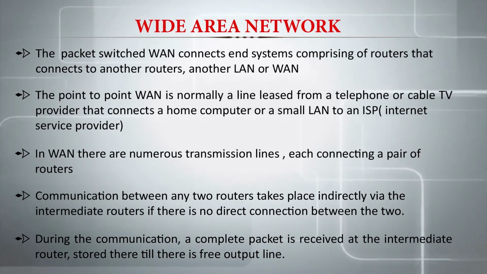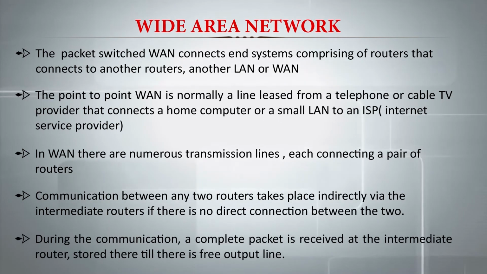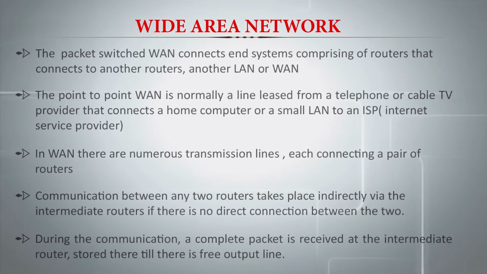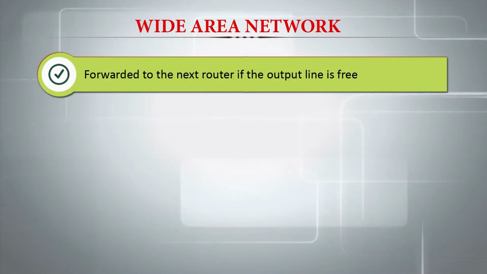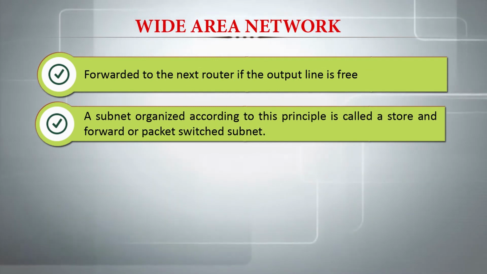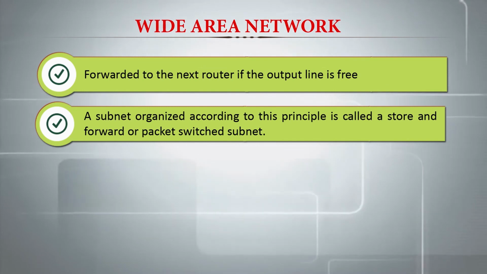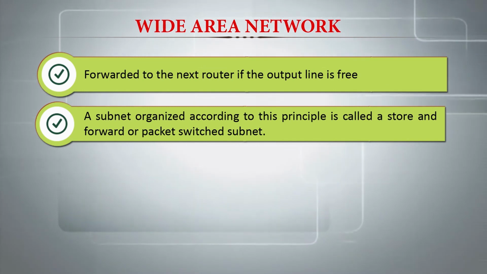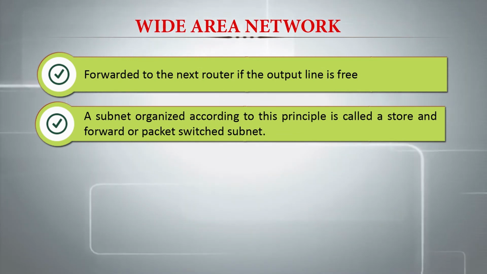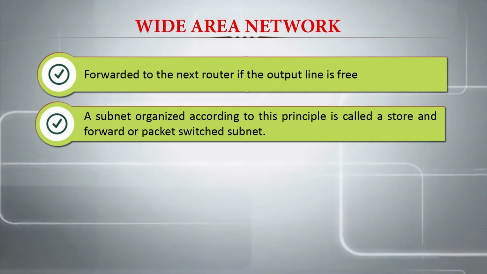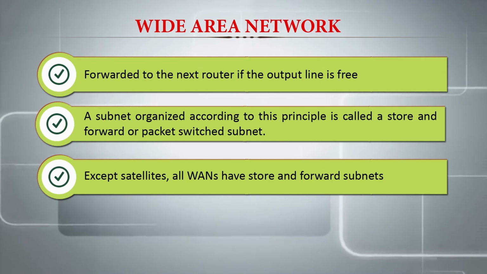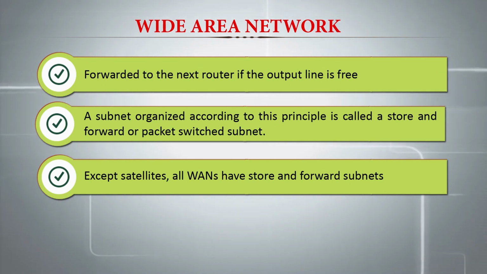During the communication, a complete packet is received at the intermediate router, stored there until there is a free output line, and then forwarded to the next router if the output line is free. A subnet organized according to this principle is called a store-and-forward or packet switched subnet. So in a packet switched subnet, the complete packet is stored at a router and forwarded to the next router if the line is free. Except for satellites, all WANs have a store-and-forward subnet.